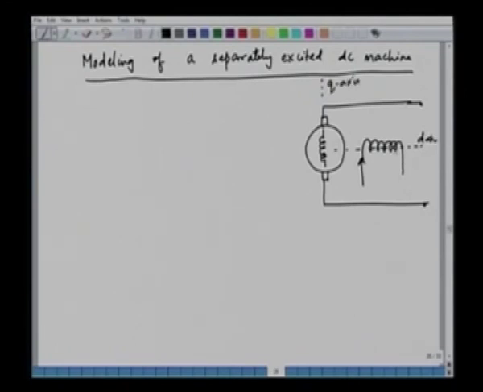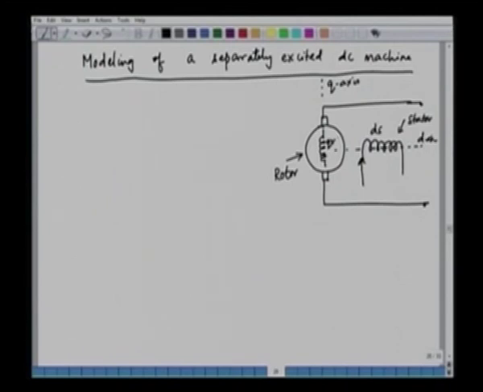So we have one winding in the D axis stator and one winding in the Q axis rotor. This is basically the rotor here, and the field is on the stator. So we have the stator in this case. Now this we can call the DS winding, and this we can call the QR winding.